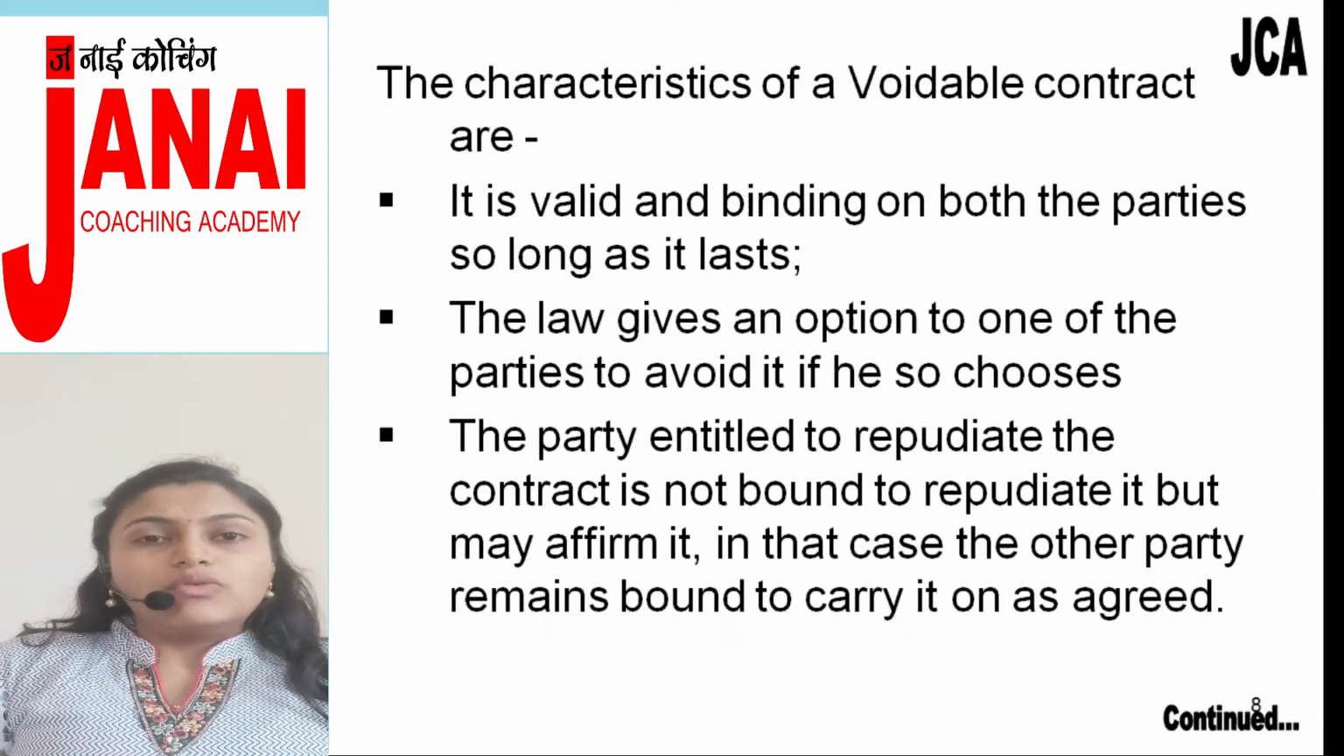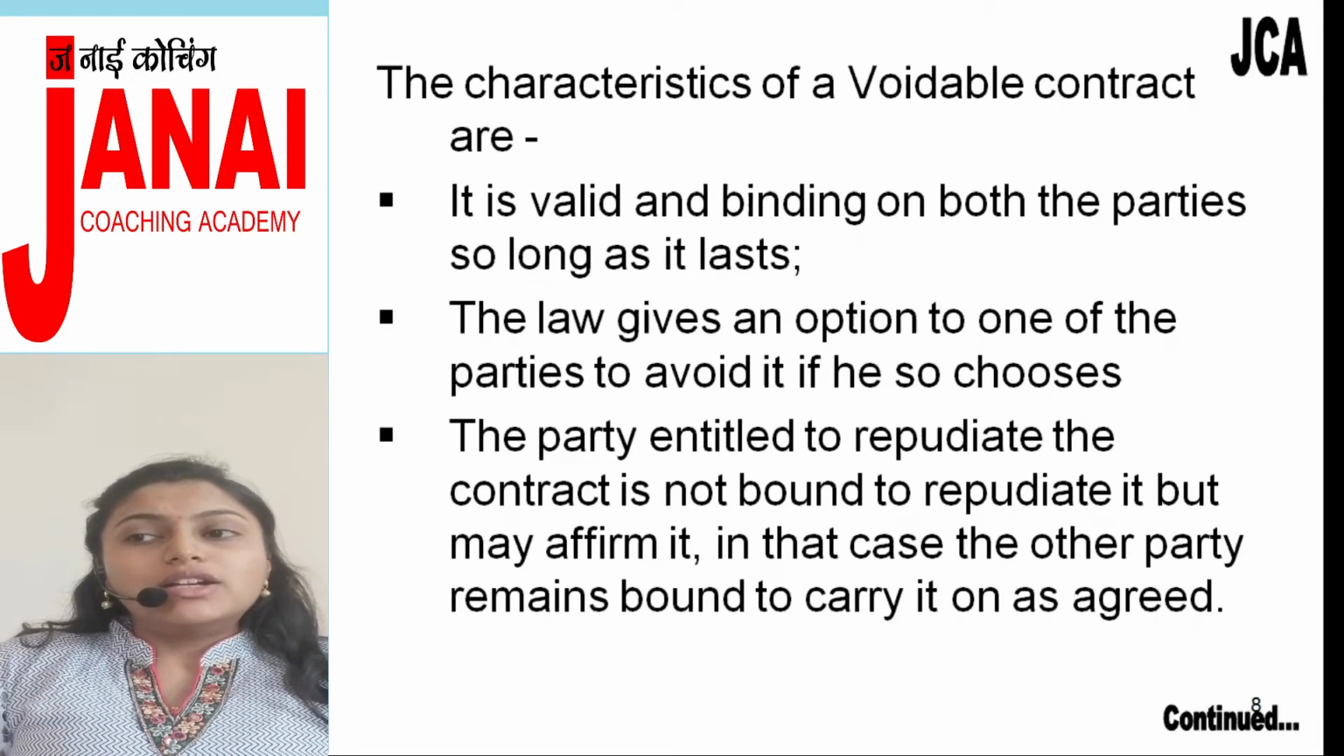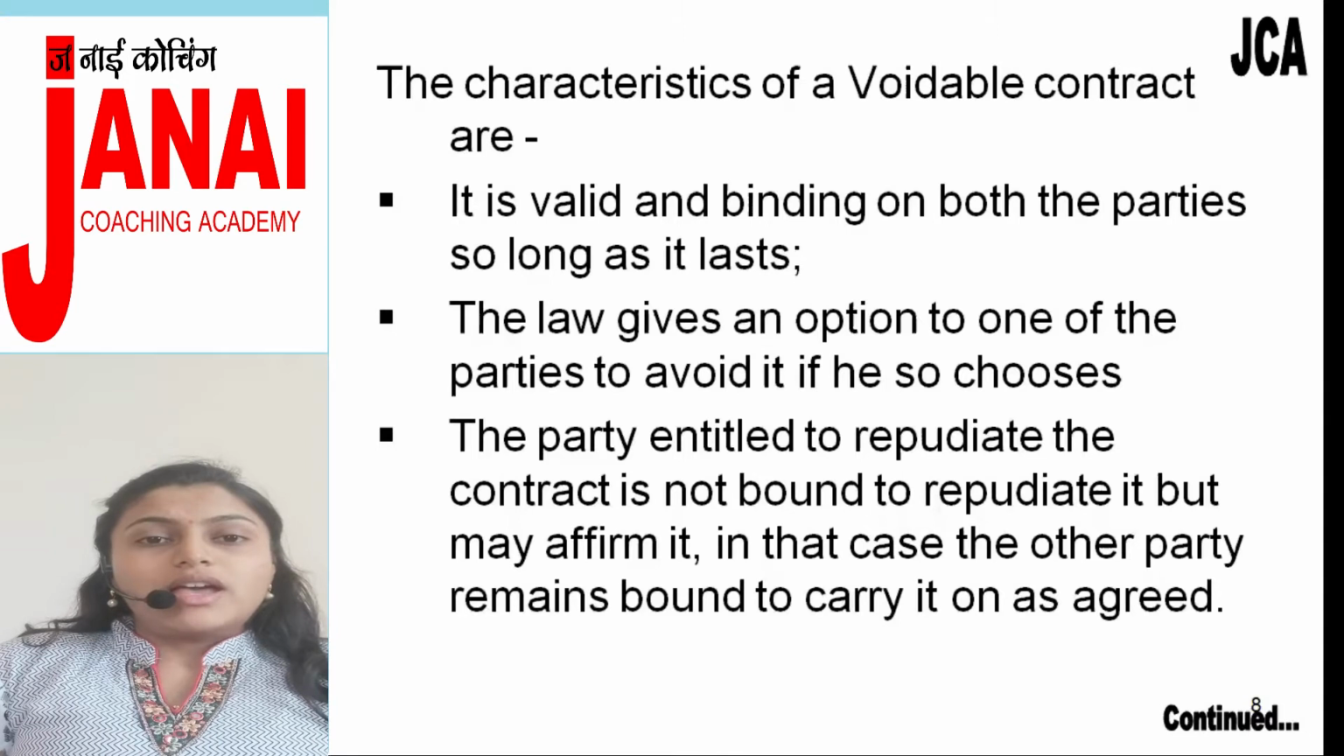What are the characteristics of the voidable contract? It is valid and binding on both the parties so long as it lasts. Unless and until the party whose consent is not taken freely wants to avoid the contract, it is valid and binding on both the parties. The law gives an option to one of the parties to avoid if he so chooses. Only one of the parties has the right to choose whether to continue with the contract or to discontinue. The party entitled to repudiate the contract is not bound to repudiate it but may affirm it. In that case, the other party remains bound to carry on such agreement.